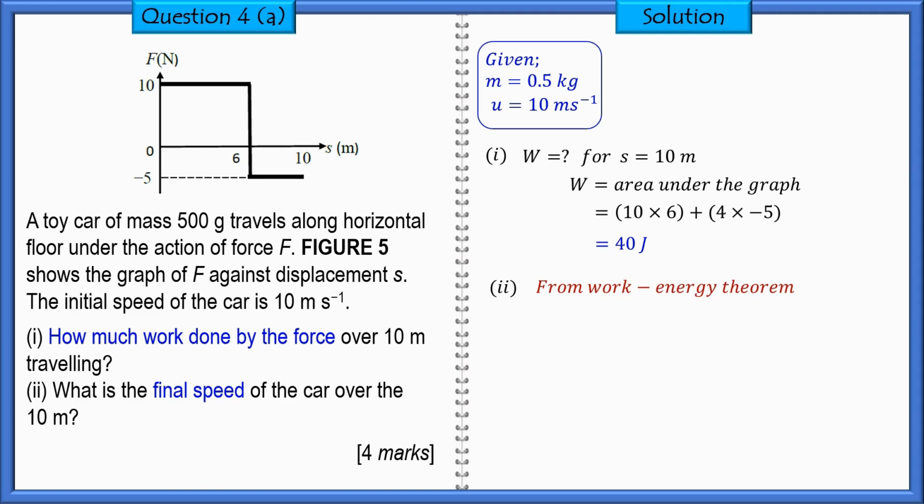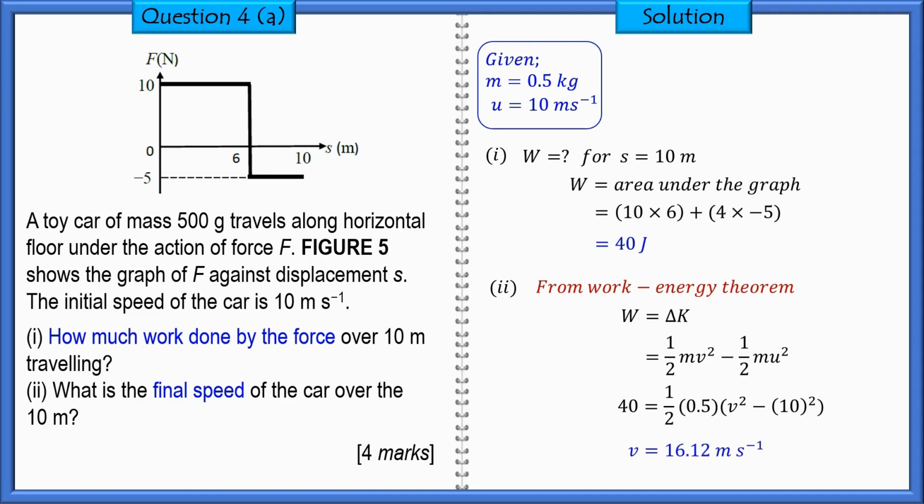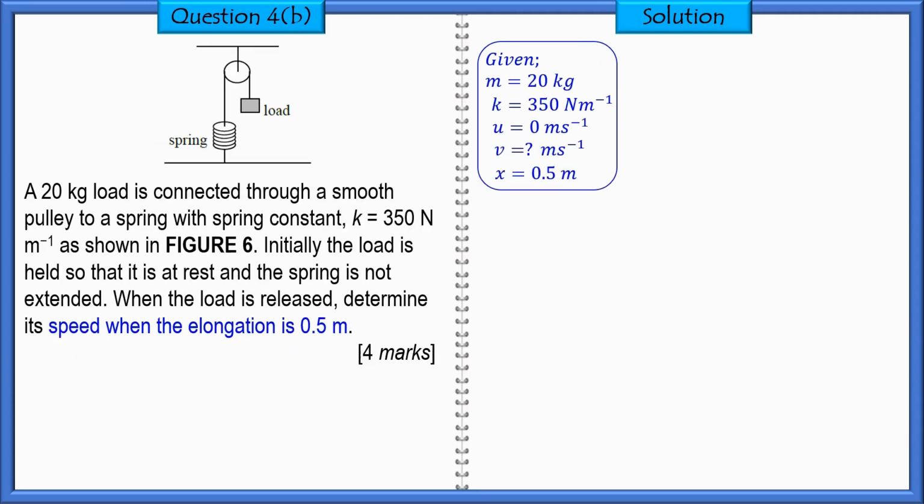To calculate the final speed, we will refer to the work energy theorem, where the work done is equal to the change of kinetic energy. For the change of kinetic energy, final kinetic energy minus initial kinetic energy. We substitute the total work done, the mass, and also the initial velocity. So when you calculate, you will get that the final speed is equal to 16.12 meters per second. Question 4b.